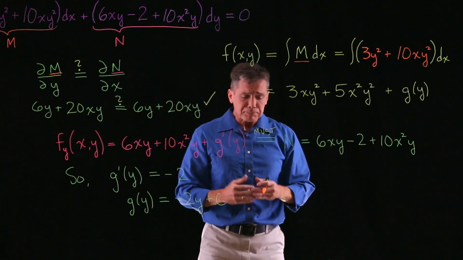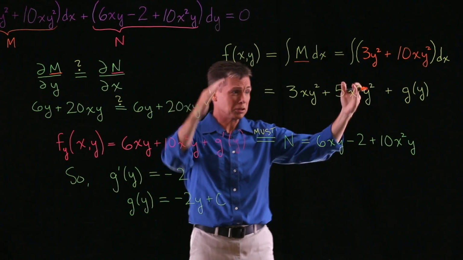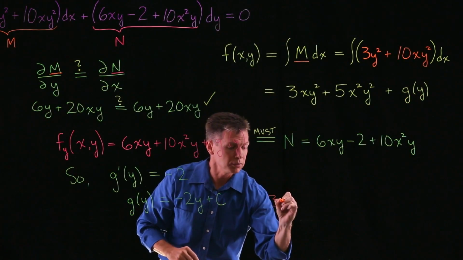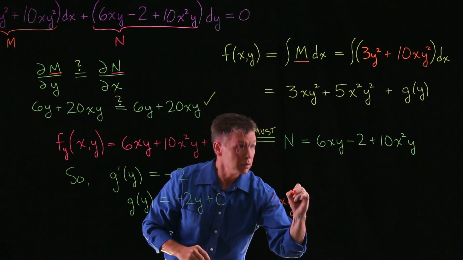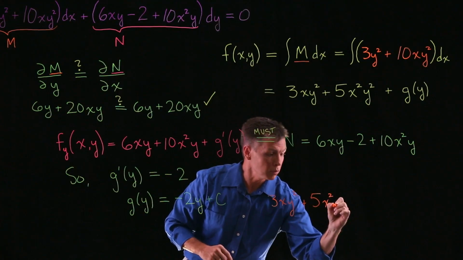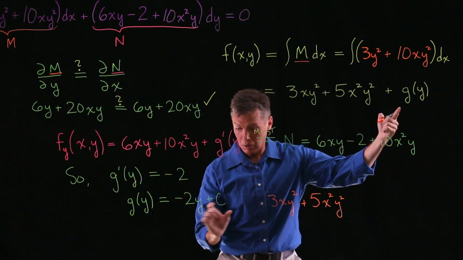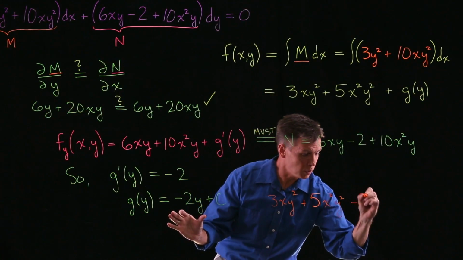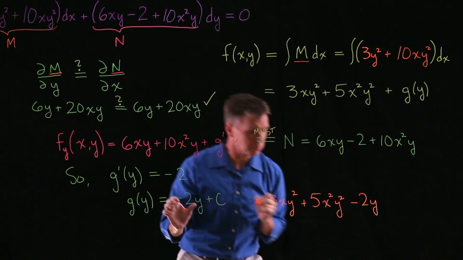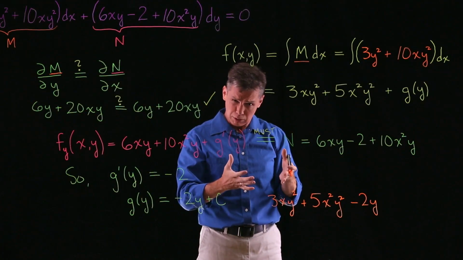Our final answer is primarily that f of xy, when I was kind of rambling about that before. You want to grab this expression, 3xy squared plus 5x squared y squared plus g of y, which we now know is minus the 2y. That exponent there is 2 if it's big enough. Okay, and then my rambling was that that's primarily your answer. That's the largest chunk of it.